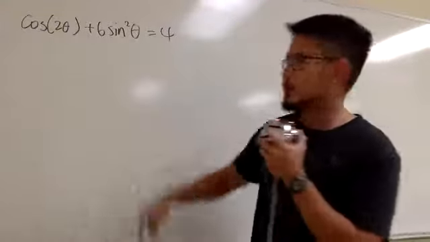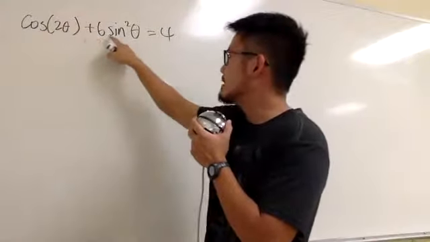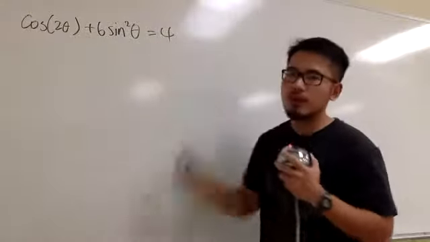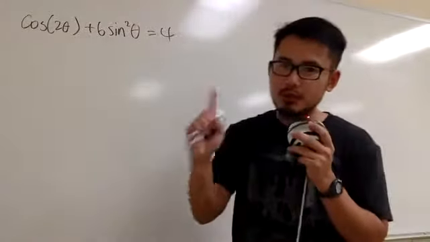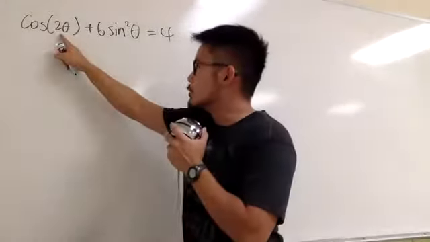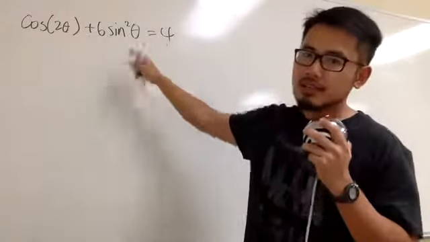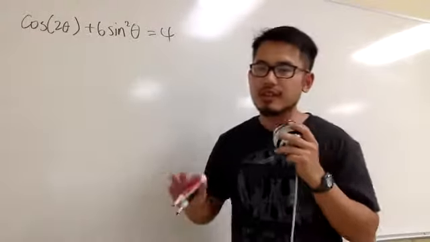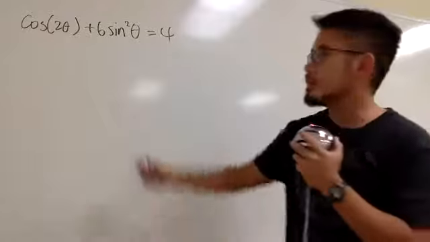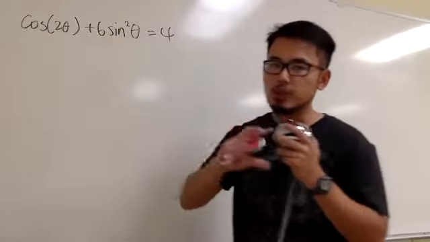Okay, we want to solve this trig equation. We have cosine of 2 theta plus 6 sine squared theta, and this is equal to 4. What shall we do? First thing we want to notice is that this right here is 2 theta, but then here we have a theta. The angles are different. That's no good. We must have all the angles be the same in a trig equation.